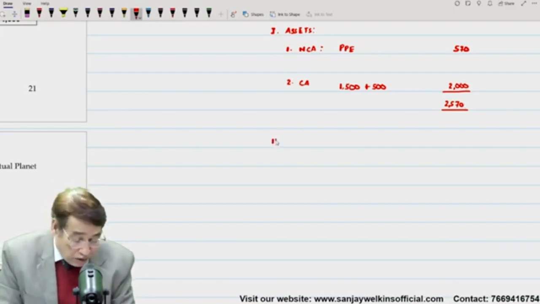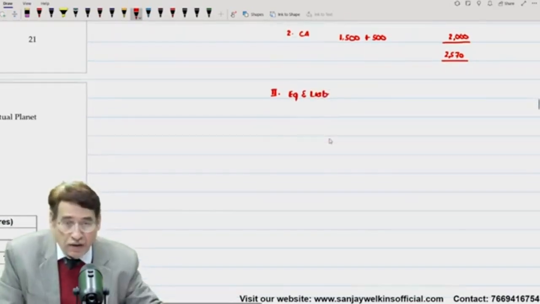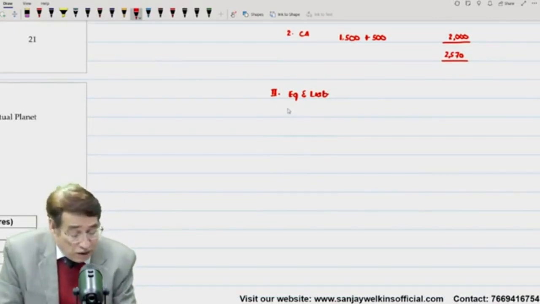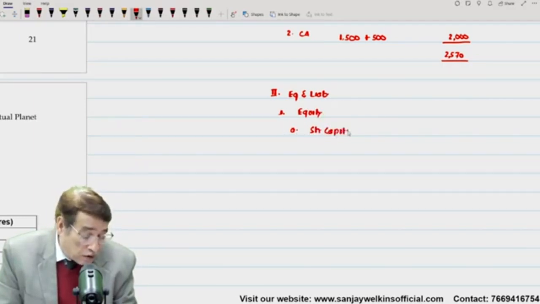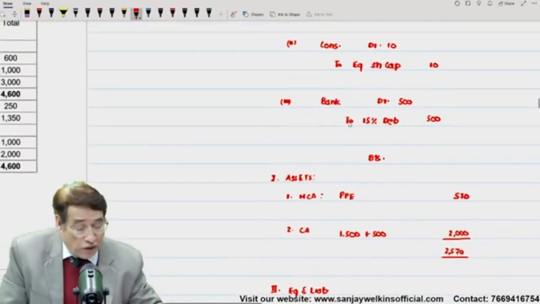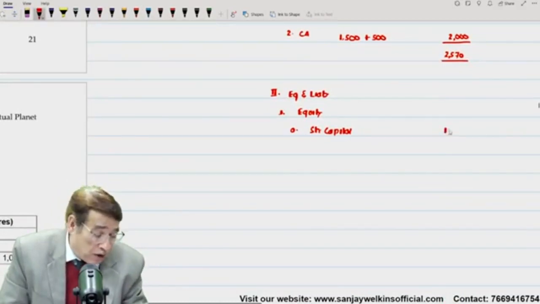Now we come over to the second point. Equity and liability. As far as equity and liability are concerned, first of all, I am going to write equity. Under the equity, I will write a share capital. Now, what will be the share capital of this entity? Because this is a new entity, you will have to look into the balance sheet. We have issued equity share capital to the extent of 10 lakhs. So that is why I am going to write here 10 lakhs.